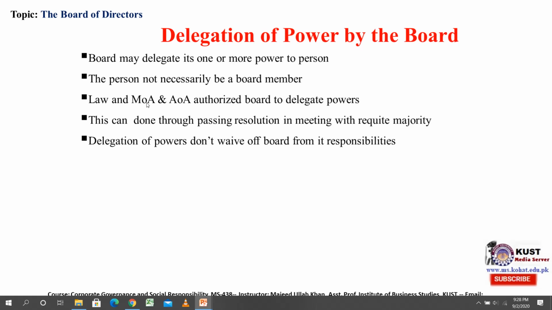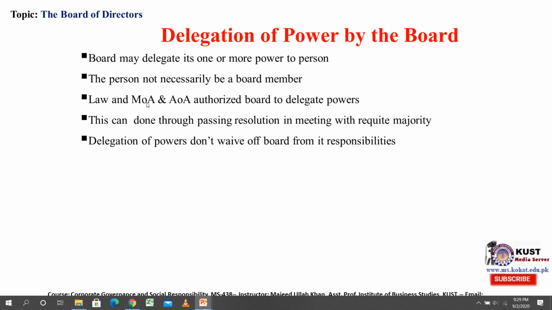Delegation of power by the board. The board may delegate one or more powers to any person. For example, the board delegates the power to the CEO to sign any MOU on behalf of the board. The person need not necessarily be a board member. Sometimes the board also delegates some power to a person who is not a board member, who may be an expert, and the board delegates its power to act or to do a certain job.